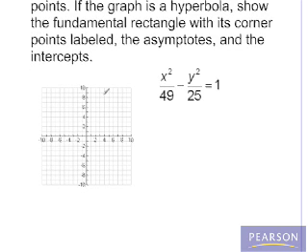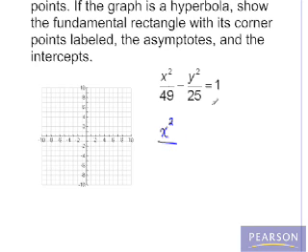We're given the equation x squared over 49 minus y squared over 25 equals 1, and this is a hyperbola, and of the two mentioned, this is the one where we have x-intercepts and not y-intercepts.